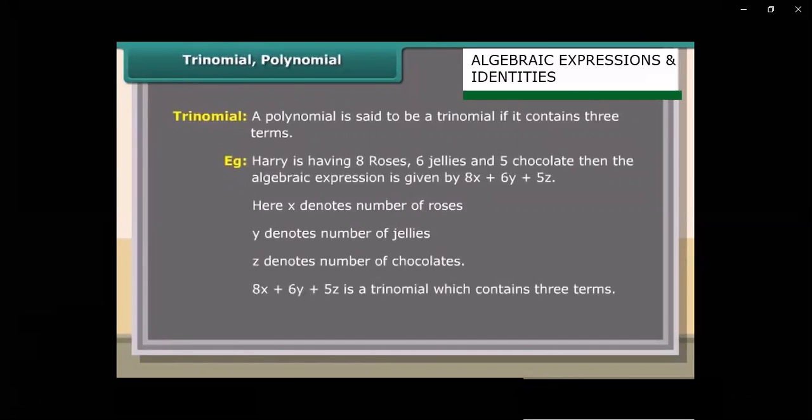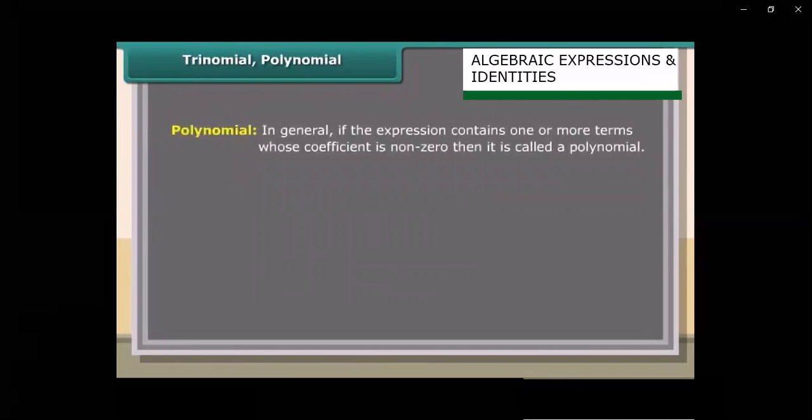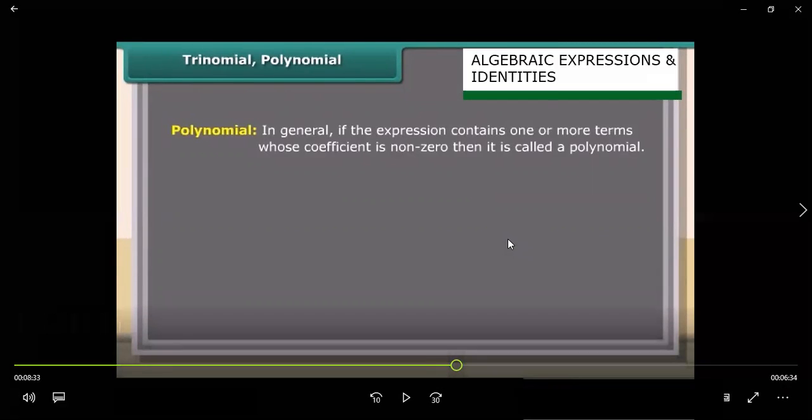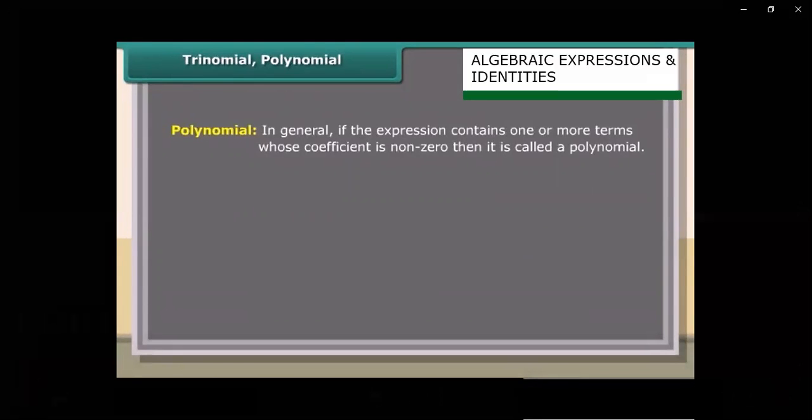Then last we have polynomials. In general, if an expression contains one or more terms whose coefficient is non-zero, then it is called a polynomial. So in general, all these expressions are called polynomials. For example, 4x plus 4xy plus 17xz square minus 10y square z plus 19. So basically, it is an example of a polynomial.